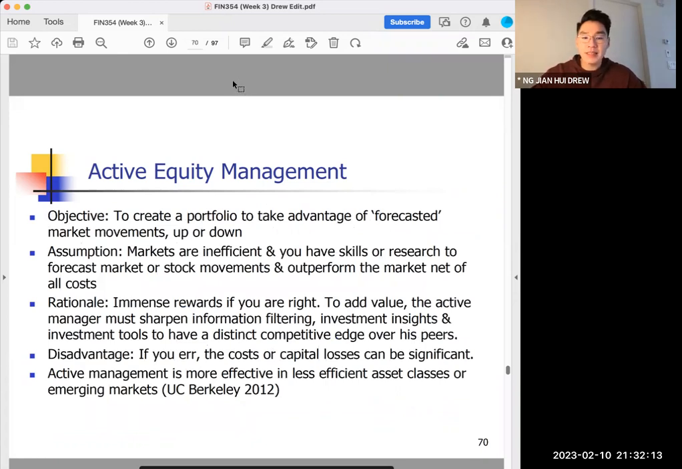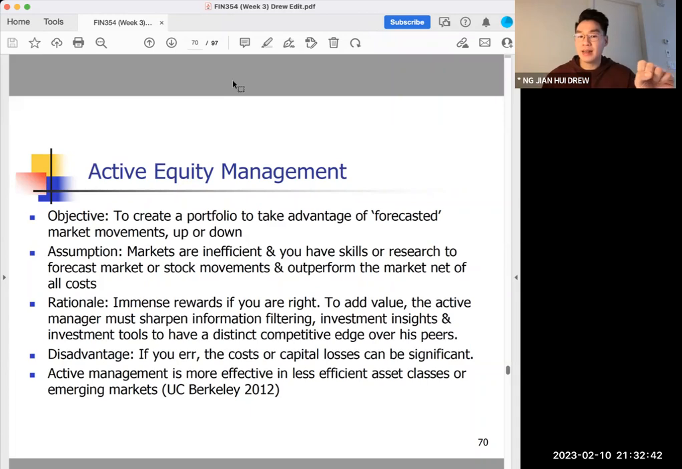The objective, when you are doing active management, is that you are saying you are better than the market. Meaning, I don't want market return. I want alpha. I want more than the market. So you feel that the market is inefficient. If you recall your year one module about the efficient market hypothesis, this would be considered a weak form or semi-weak form efficient market.